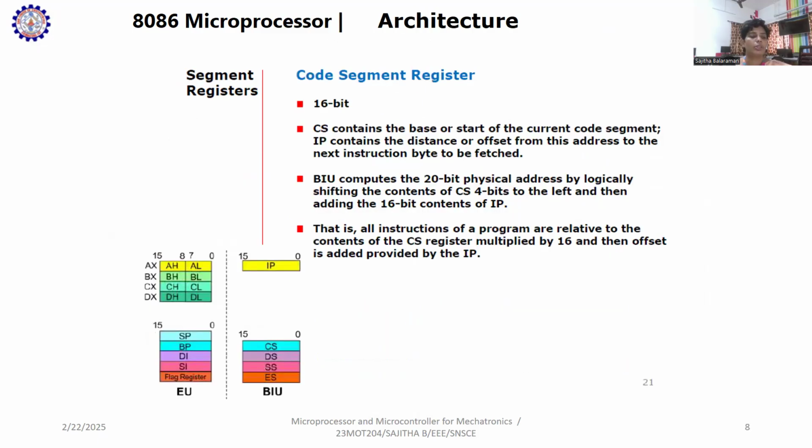Now coming to the segment registers. The first one is the code segment register. The code segment register is 16-bit, and it contains the base or start of the current code segment. IP contains the distance, or the offset, from this address to the next instruction byte to be fetched. The BIU computes the 20-bit physical address by logically shifting the contents of CS 4 bits to the left and then adding the contents of the IP. That is, all instructions of this program are relative to the contents of the CS register multiplied by 16, and then the offset is provided by the IP.